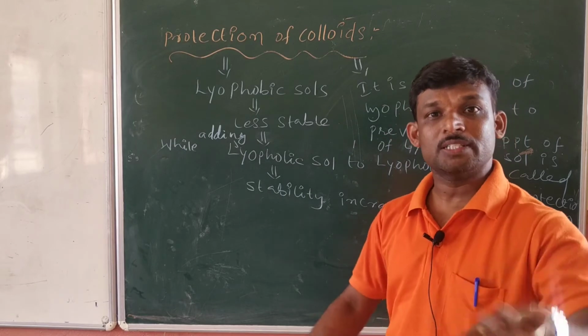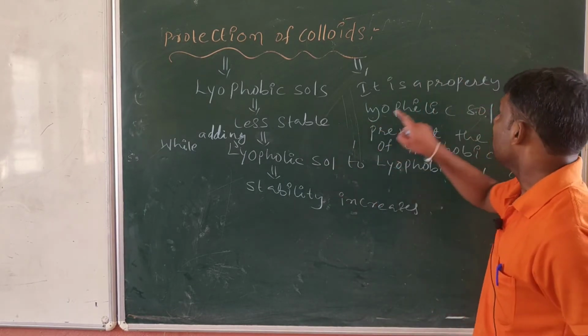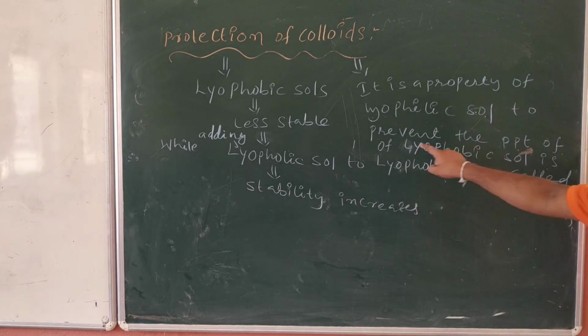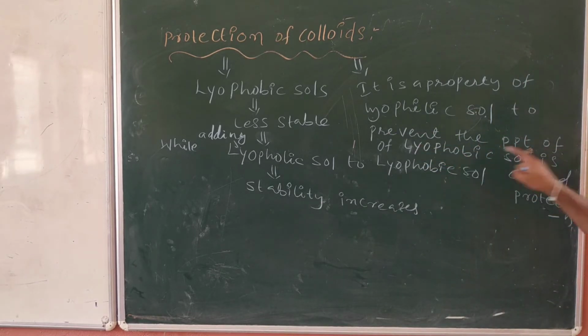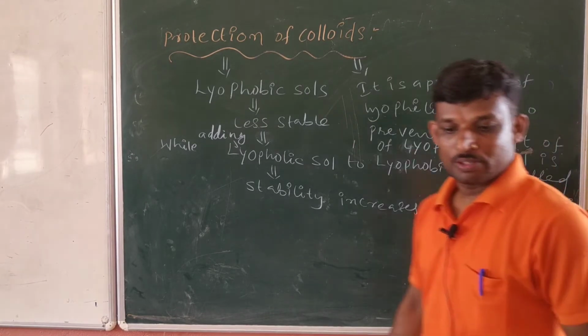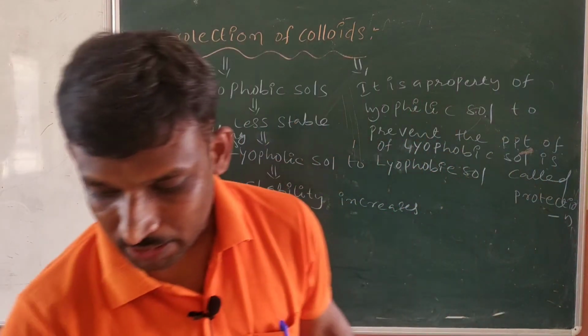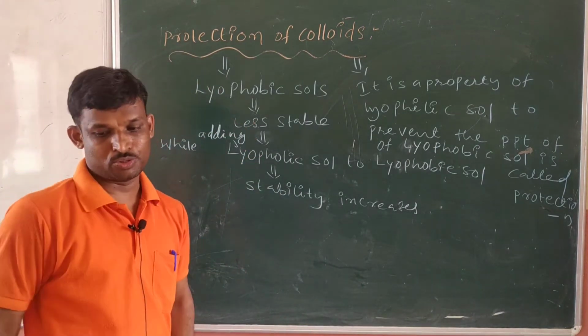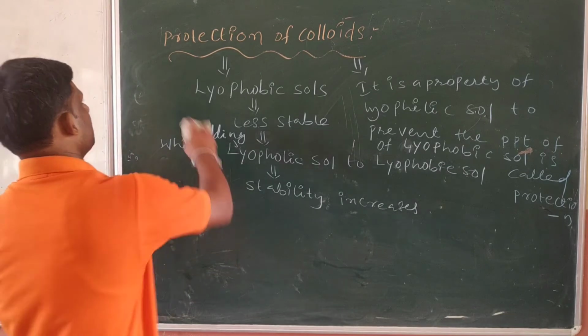How are we going to protect, sir? We protect by adding lyophilic sols. So it is a property of lyophilic sol to prevent the precipitation of lyophobic sol, which is called protection. So these are called protectors. What are the protectors, sir? Actually here the protectors are nothing but the lyophilic sols. Now we'll go to the next point.